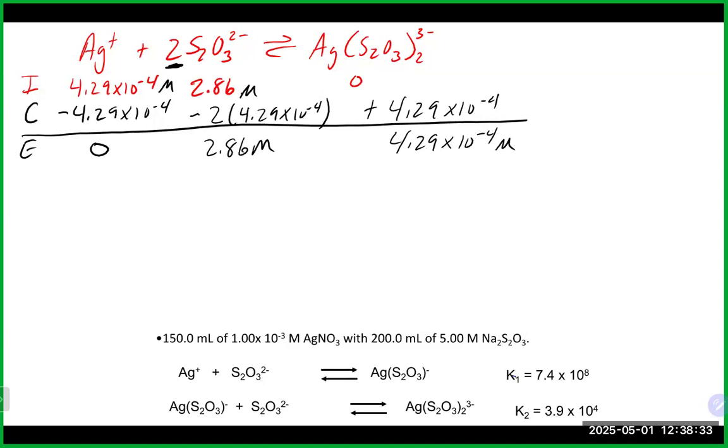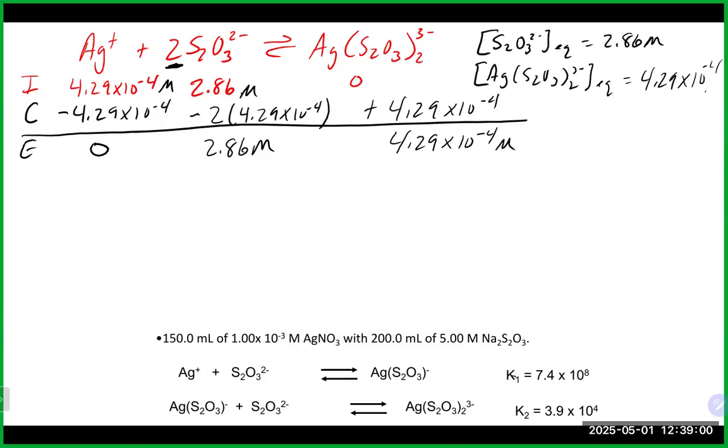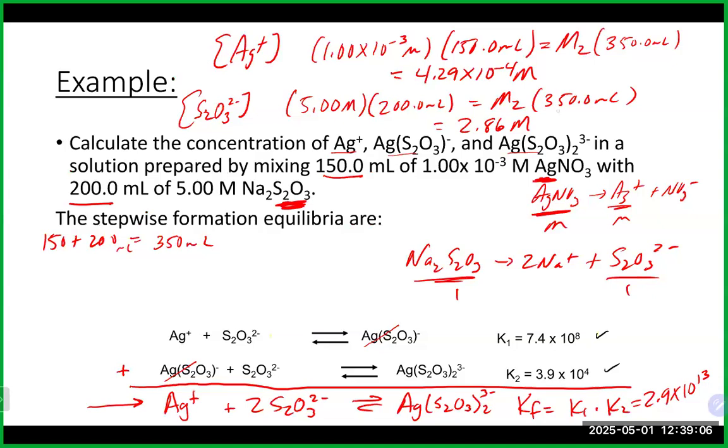At this point, from this ice table, we've answered a couple of the questions it was looking for. We have the equilibrium concentration of S2O3 2-, and that is 2.86 molar. We have the equilibrium concentration of our complex ion, which is 4.29 times 10 to the minus 4 molar. There are a couple of things we were still looking for. So I think we got this one, but we're still looking for these concentrations.